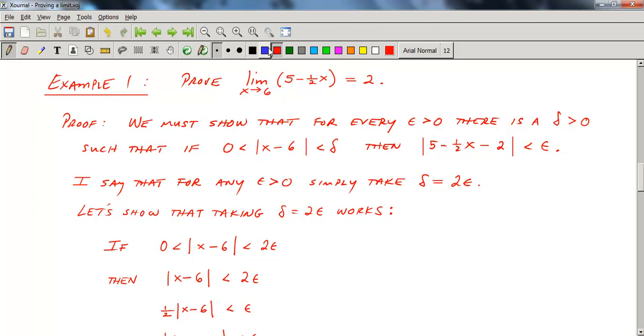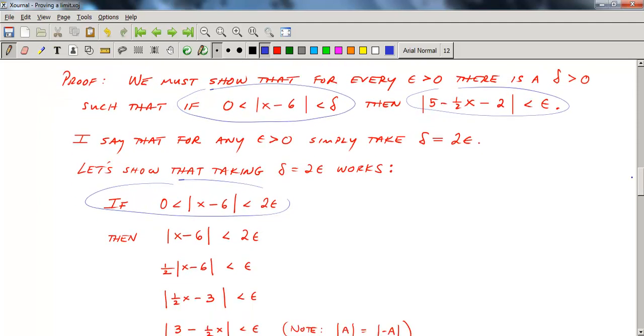So we begin with the if part of our statement. Here it is. We start with that, replacing delta with our chosen delta, which is 2 times epsilon. And then we just logically follow all the way down until we draw the conclusion, this being the conclusion. Let's look at that. So if the absolute value of x minus 6 is between 0 and 2 epsilon, then I can drop the 0 is less than part and make a slightly weaker statement, but it's certainly true that the absolute value of x minus 6 is less than 2 epsilon.